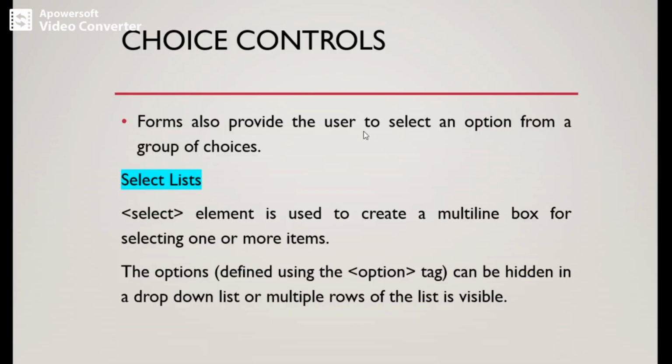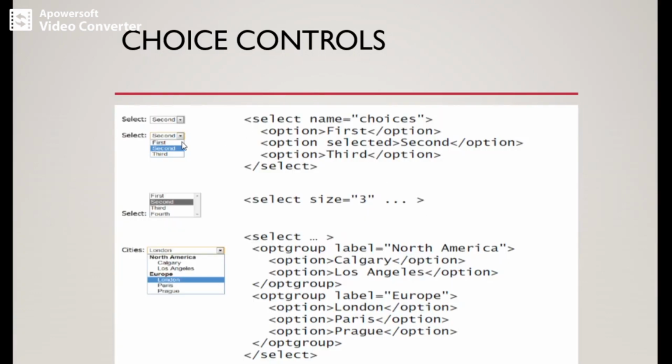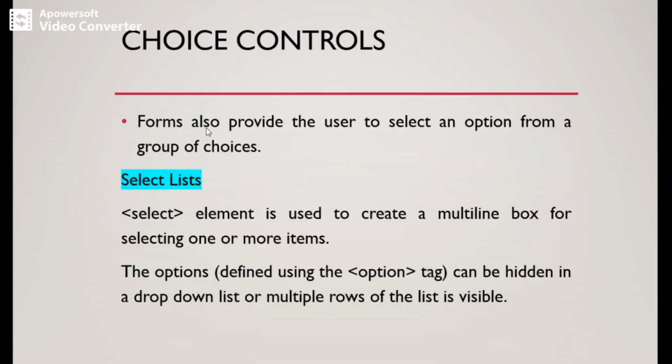Choice control means forms also allow the user to select an option from a group of choices. So we are using the select element to create a multi-line box for selecting one or more items. The options, how you define them, is using the option tag. So that can be hidden in a drop down list. You can hide it, or multiple rows of the list are visible. Select element is used to create a multi-line box for selecting one or more items.